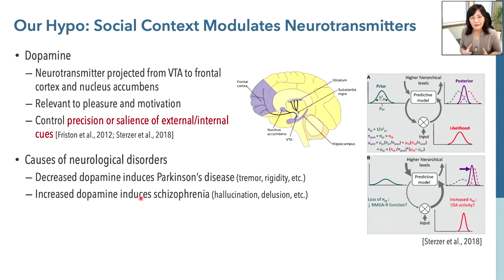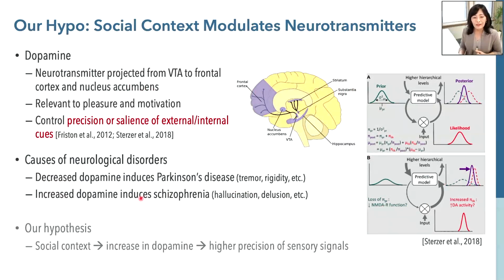So based on these findings, we now hypothesize that the social context would first modulate the neurotransmitters. Then this neurotransmitter would change the precision of the incoming sensory signal, which results in a stronger reliance on the incoming sensory signal. This is still a very hypothetical idea, but in collaboration with a physiologist, we plan to conduct an experiment to investigate the relationship between predictive coding and neurotransmitters and also hormones in humans.